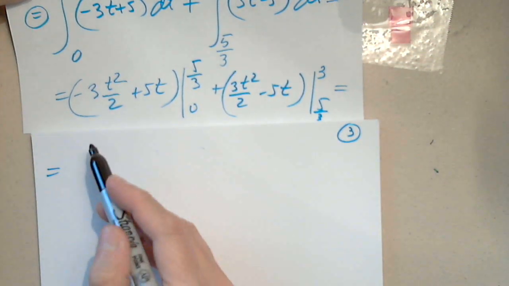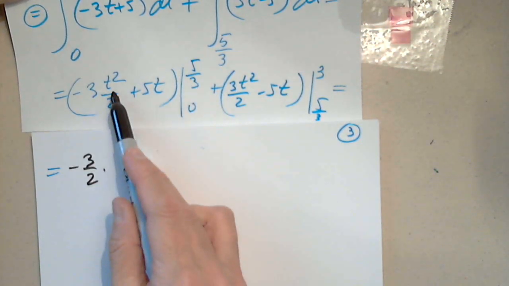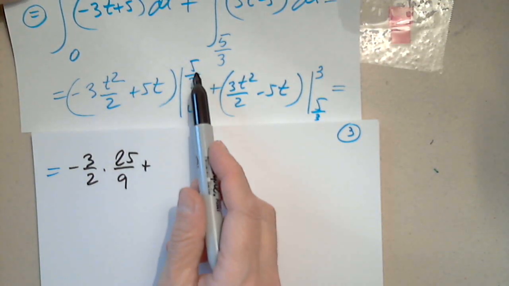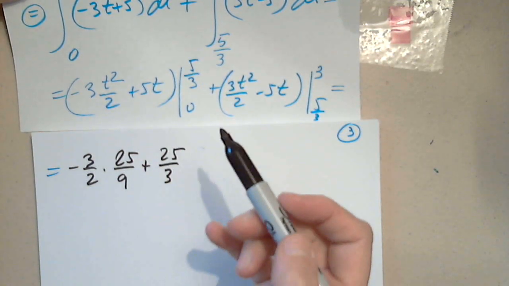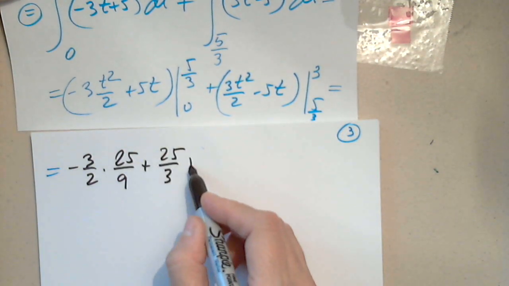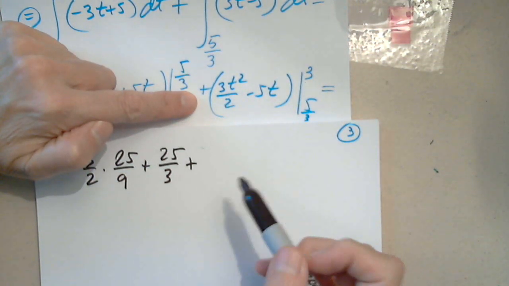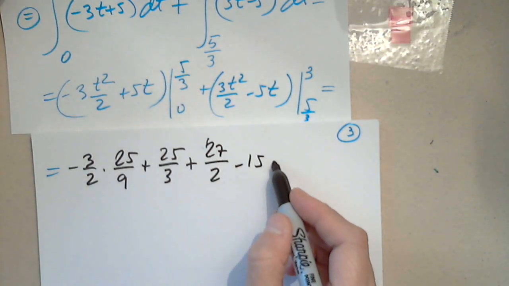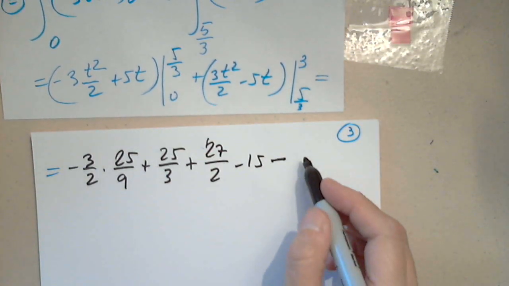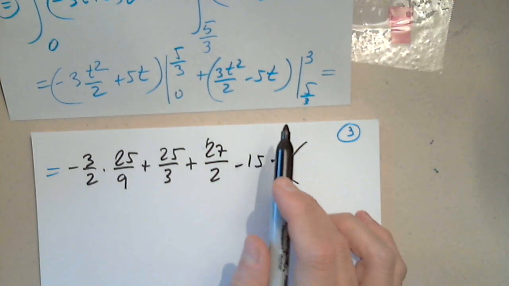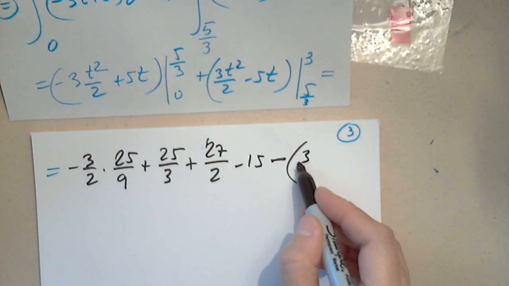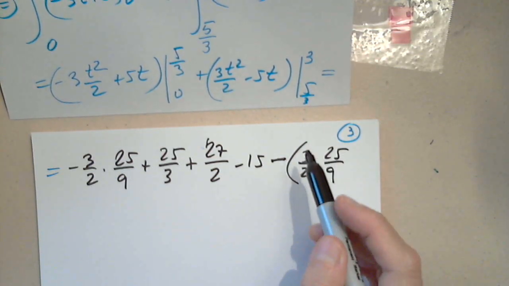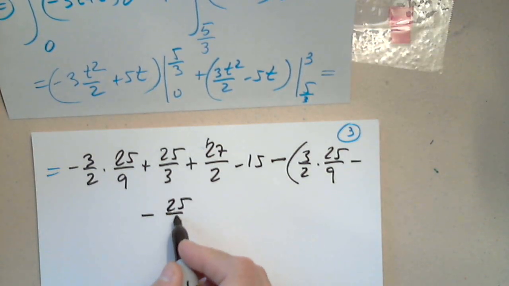So I have to plug in 5/3. So this is negative 3/2, and I square 5/3, 25 over 9, plus 5 times 5/3, 25 over 3. Luckily, there is no point in plugging in 0. Moving on, plus I plug in 3. 9 times 3, 27, divided by 2, minus 15. But careful now, minus. It's preferable to put parentheses, not to forget to distribute later. 3/2, and square this, 25 over 9. And then minus 25 divided by 3.